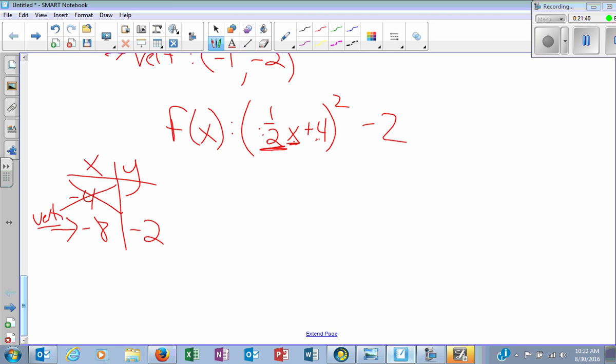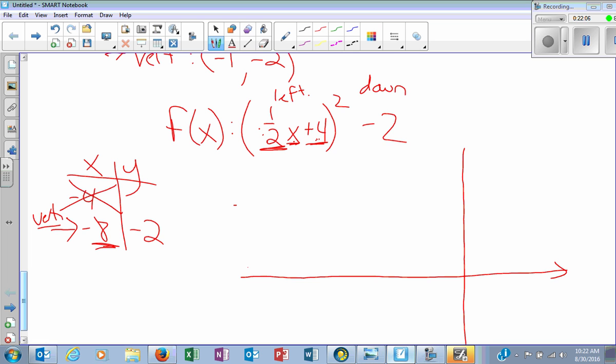Now, if I asked you to graph this, what would you do? Where do I know this is going to fall? It's going to move to the left. I know it's going to move left, and I know it's going to move down. And it actually moves left quite a bit. So, if I was graphing this, I know it's only going down 2, and I know it's going to be facing up because it's positive. So I know I'm barely going to be down here, and it's going to be a minimum.